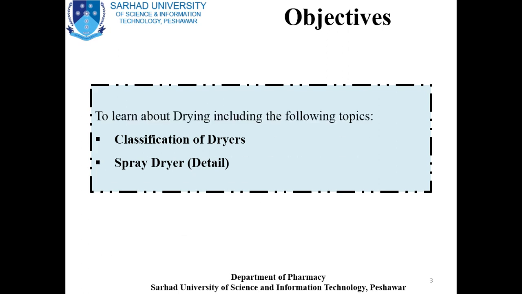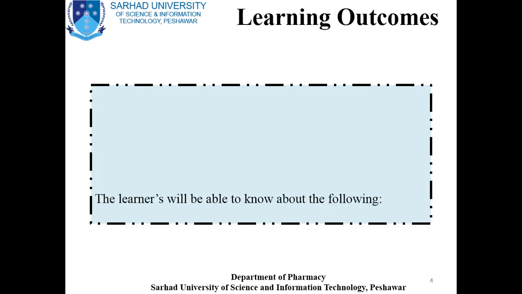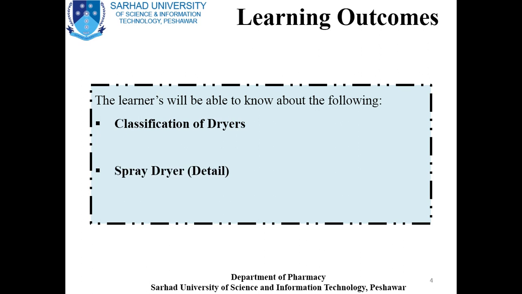Dear students, the main focus of this lecture is to learn about the classification of dryers and a detailed discussion on the spray dryer, which is one of the classes of dryers. After the completion of today's lecture, you will be able to learn about the classification of dryers and details of the spray dryer, including the principle, construction, working, and different advantages and disadvantages of the spray dryer, and uses of the spray dryer.